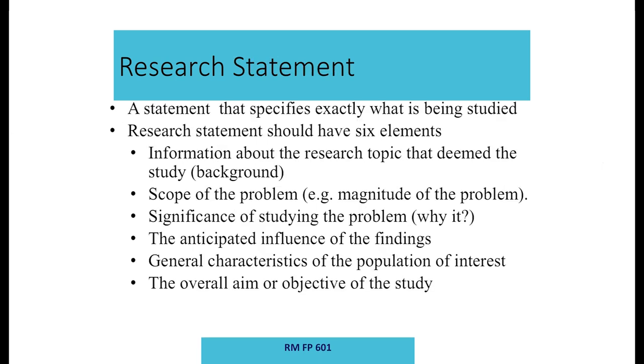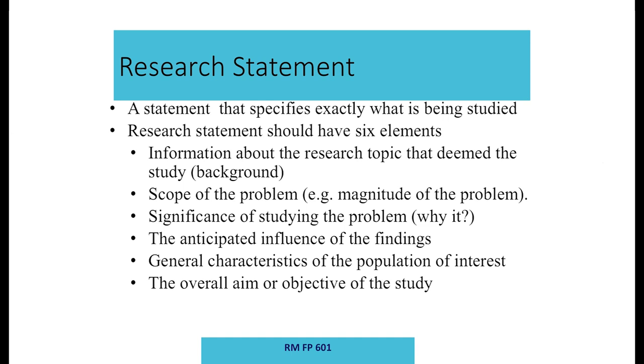Another important term that we should understand is the research statement. This is a comprehensive statement that specifies exactly what is being studied. A research statement should have six elements. The first element is information about the research topic that defines the study. In other terms, this is the background. The second element is the scope of the problem, that is, the magnitude of the problem. This can be expressed in terms of quantitative numbers or can be explained in terms of depth, that is, the qualitative. The third element, which is equally important, is the significance of studying the problem.